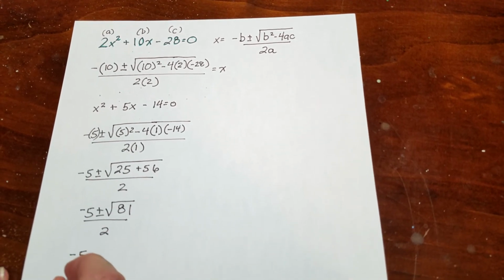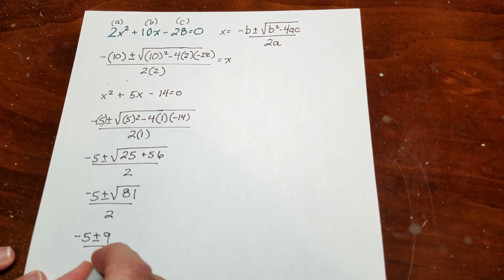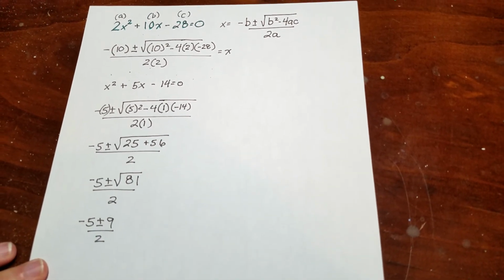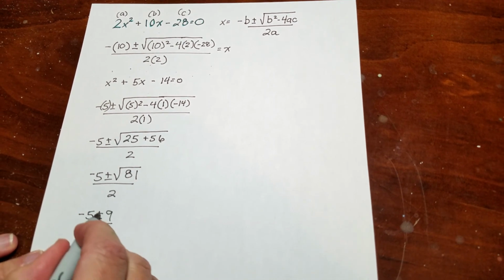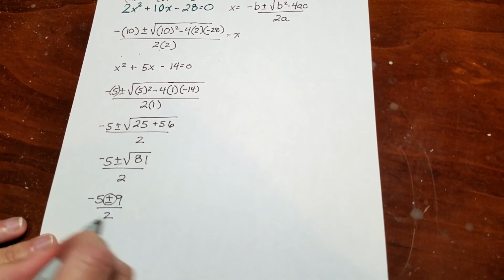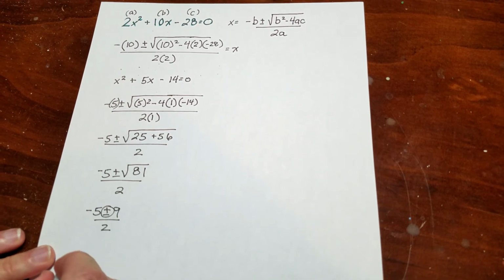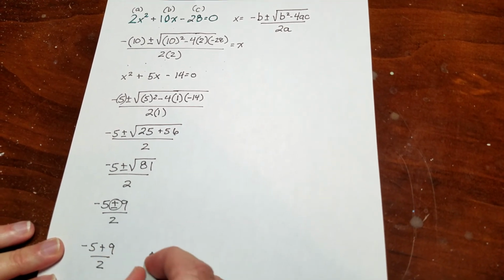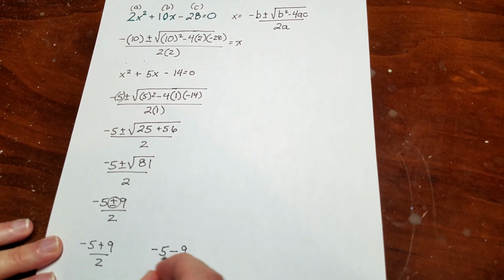And then I have minus 5 plus or minus 9 over 2. Okay, so we talked about this in the Complete the Square video. You might want to go back and look at that. But this basically means there are two numbers in this expression. So this means minus 5 plus 9 over 2, and it means minus 5 minus 9 over 2.